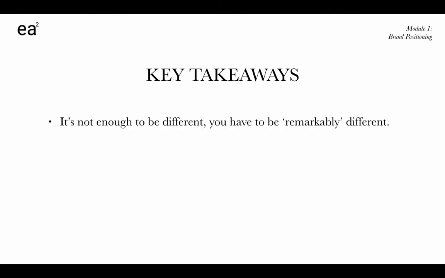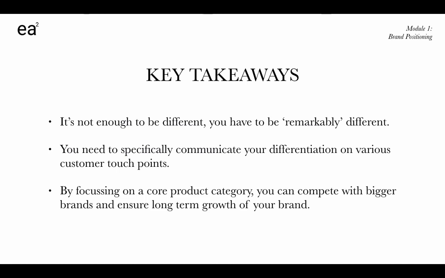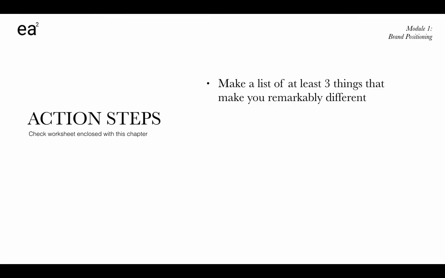So, key takeaways. It's not enough to be different, you have to be remarkably different. You need to specifically communicate your differentiation on various customer touchpoints. By focusing on your core product category, you can compete with bigger brands and ensure long-term growth of your brand. Now, the action steps. Make a list of at least 3 things that make your brand remarkably different. Identify the core product category of your brand.